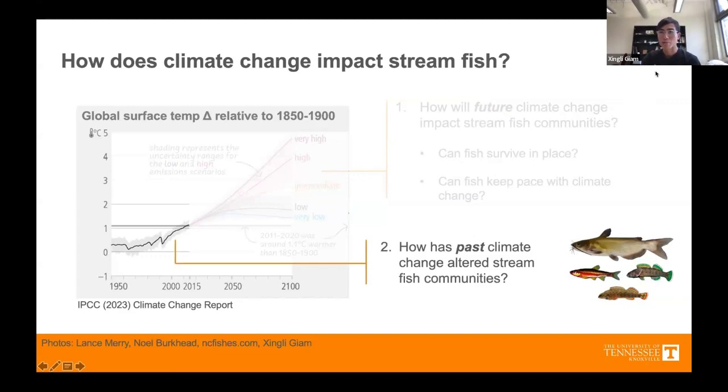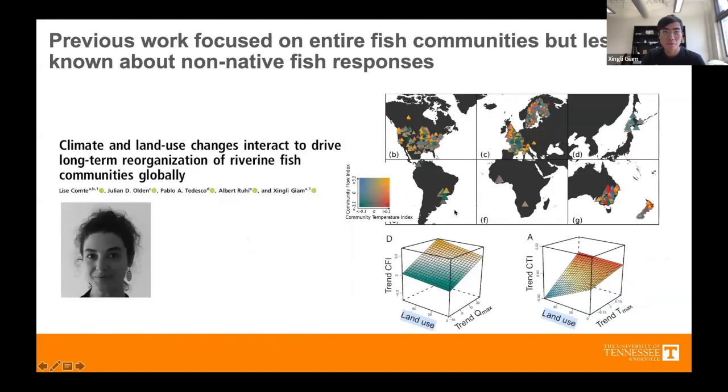The other question we can also ask, and I think this is asked less often than the future question, is, how has climate change in the recent past actually altered biotic communities? So instead of looking forward, we can also look retrospectively and look for the imprint of climate change on biodiversity and biodiversity communities.